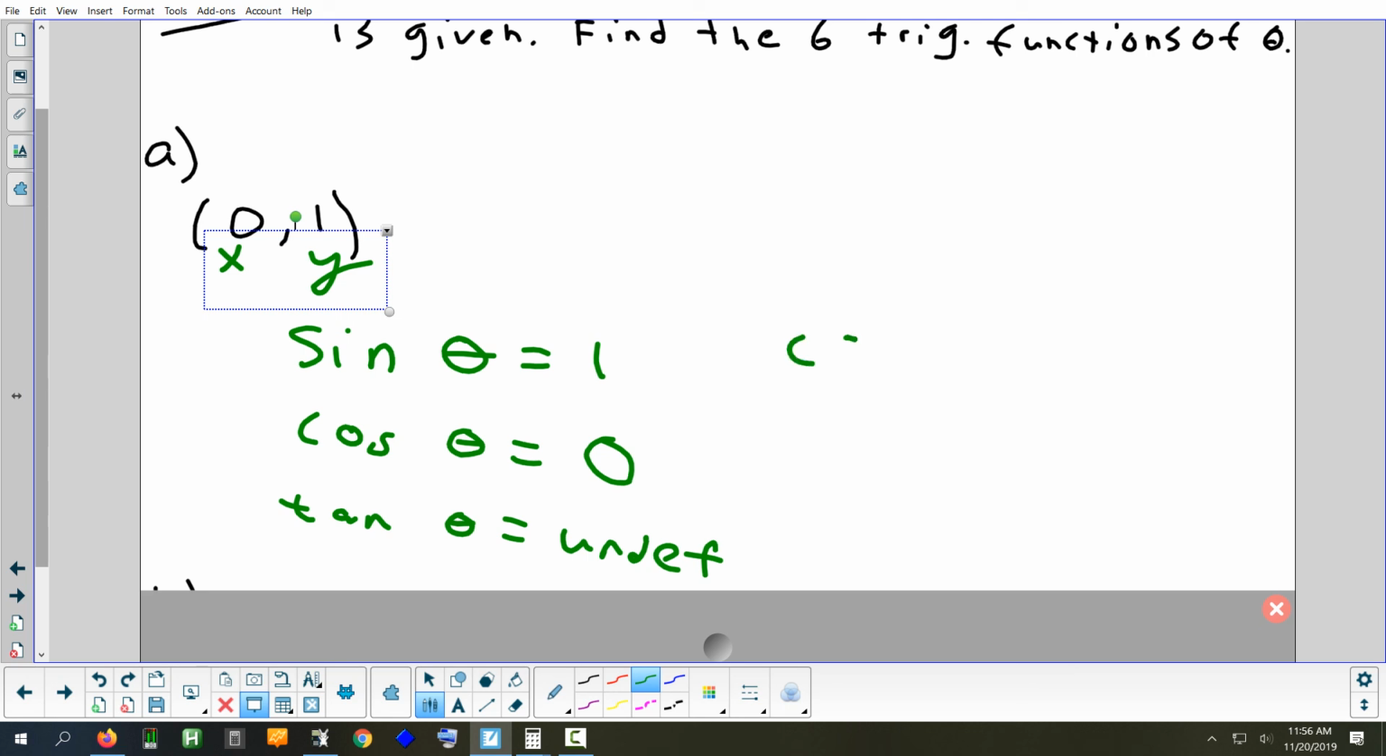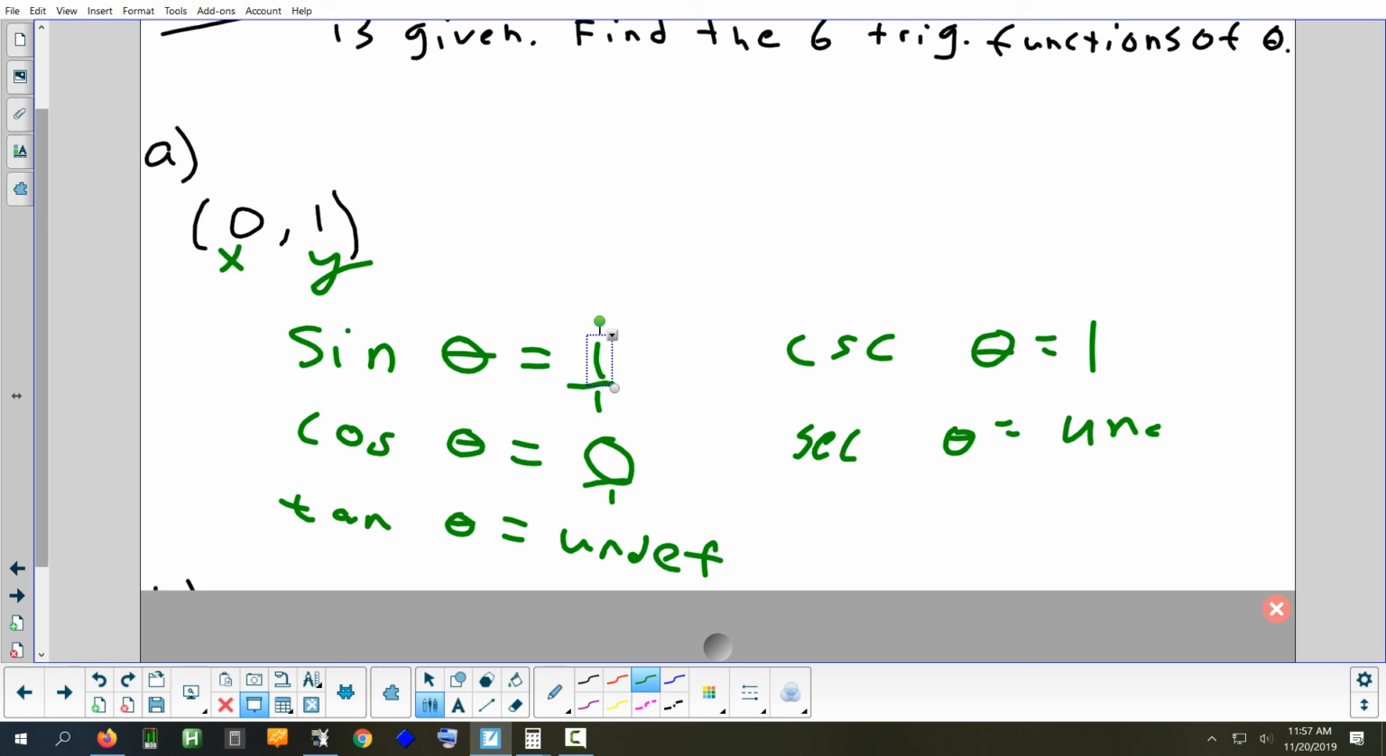How about the cosecant? What do you have to do to this number? So flip 1 over 1. Same thing. Secant. Right, think of that as a fraction. If you flip it, it's 1 over 0. So if you flip 0, you get undefined. If you flip undefined, you're going to get 0.